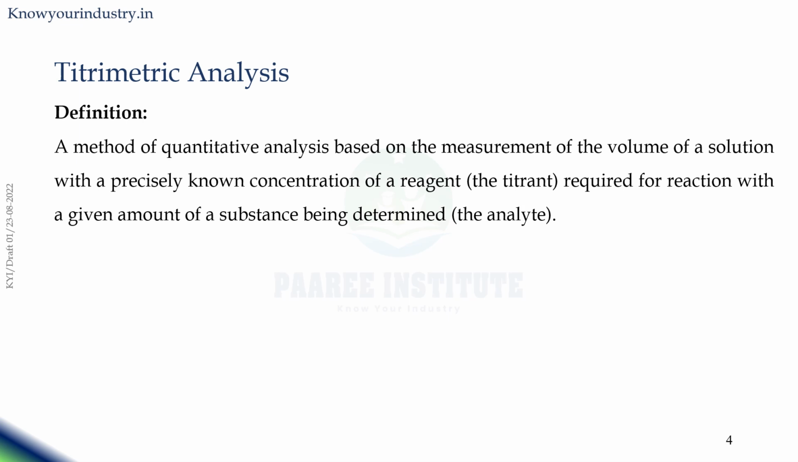Now we are going to see what quantitative chemical analysis methods are. A classical example of quantitative chemical methods is titrimetric analysis. What is titrimetric analysis? It is a method of quantitative analysis based on the measurement of the volume of a solution with a precisely known concentration of a reagent, that is the titrant, required for reaction with a given amount of the substance being determined, that is the analyte. Now we will see what the different types of titrimetric analysis are in the upcoming slides.